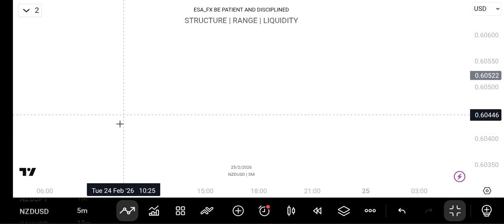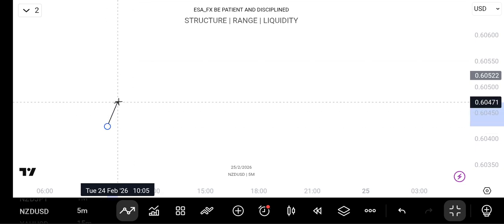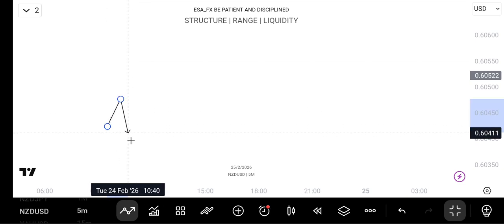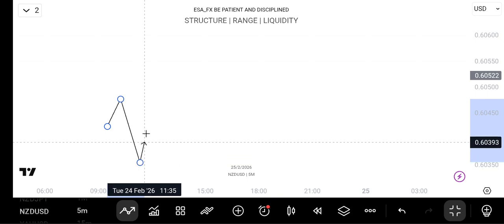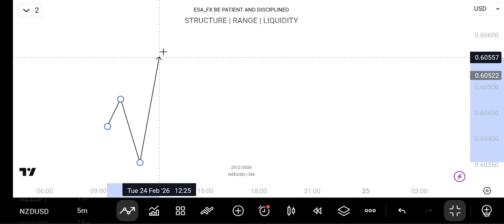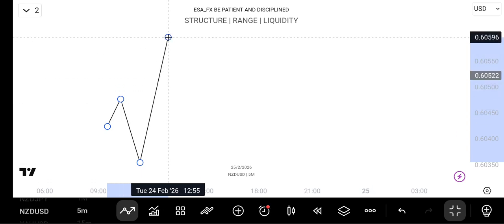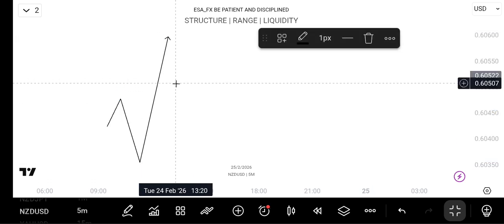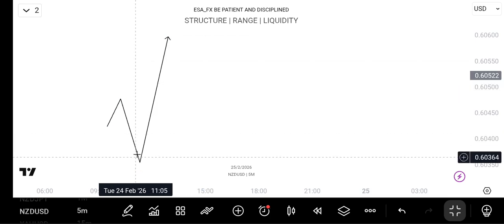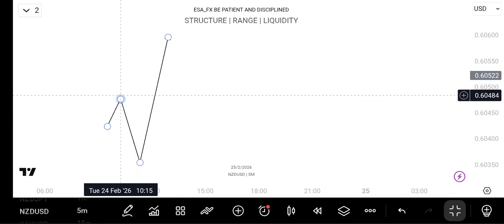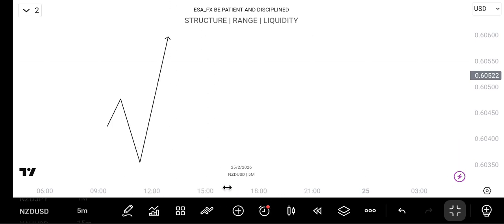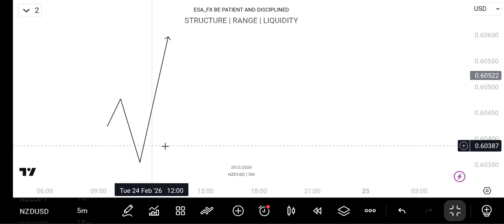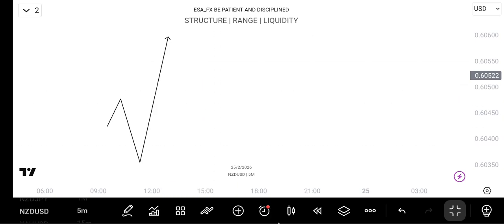So, say we have a downtrend movement like this, price coming down. The last bearish candlestick before an aggressive move that caused a break of structure, that to me is the order block. So the last bearish candlestick here before this break of structure is my order block. That's for a bullish scenario.